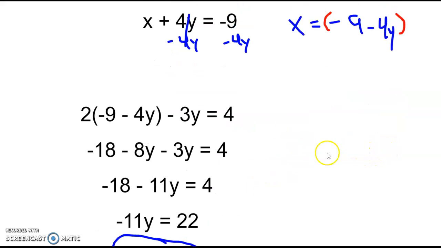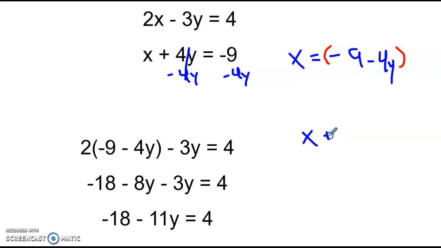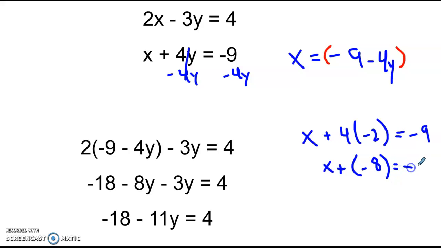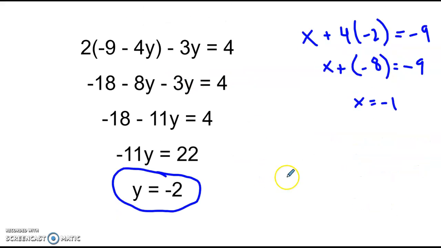Okay, so I'm going to do x plus 4 times negative 2, it's our y value, equals negative 9. Well, that's going to give me x plus negative 8 equals negative 9. Add 8 to both sides. I'm going to get x equals negative 1. So our solution this time, the answer to this system of equations, is negative 1, negative 2.